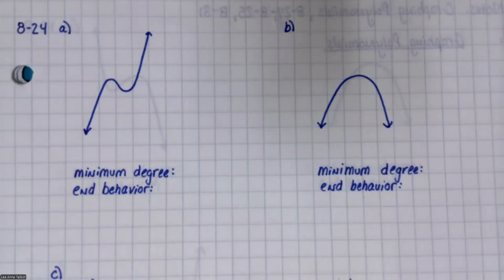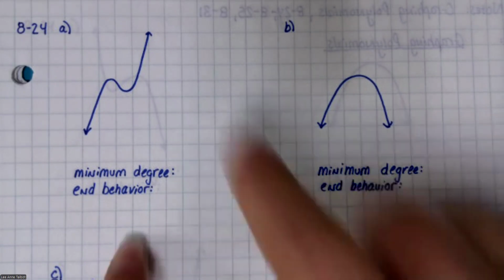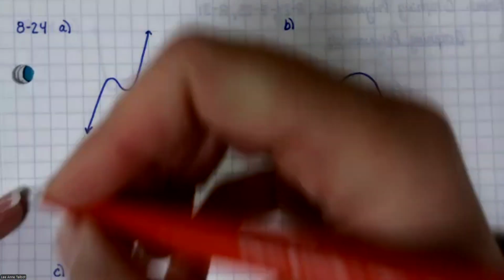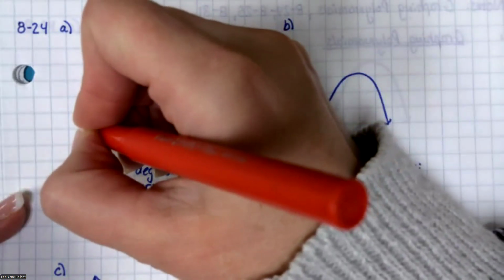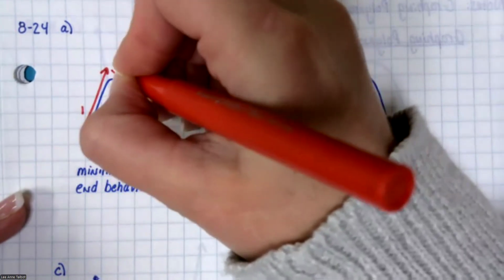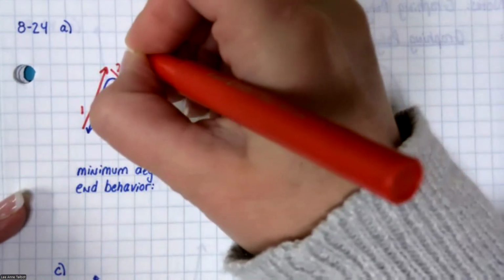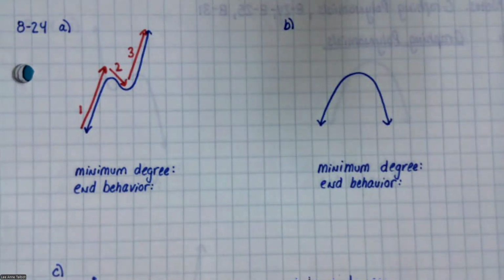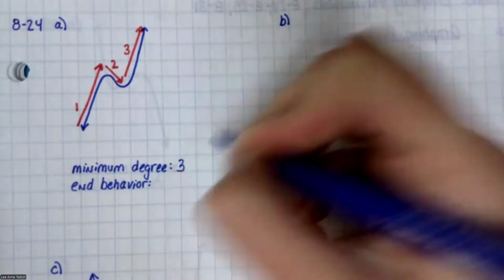Okay, so this first one. First question I have for you is, does this have an even or odd degree? Odd, right, because it's got one arm up and one arm down. Okay, what is the minimum degree of it? Well, you can tell by the changes of direction. So this is 1, 2, 3. So this is a minimum degree 3.